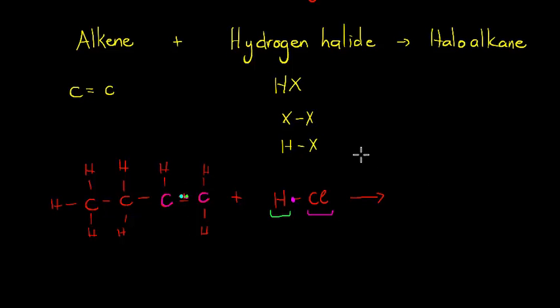So what we'll end up having is 4 carbons, single bonded. The first carbon will get the extra hydrogen. The second carbon that already has 1 hydrogen will now get a chlorine, and the others will obviously stay unaffected.